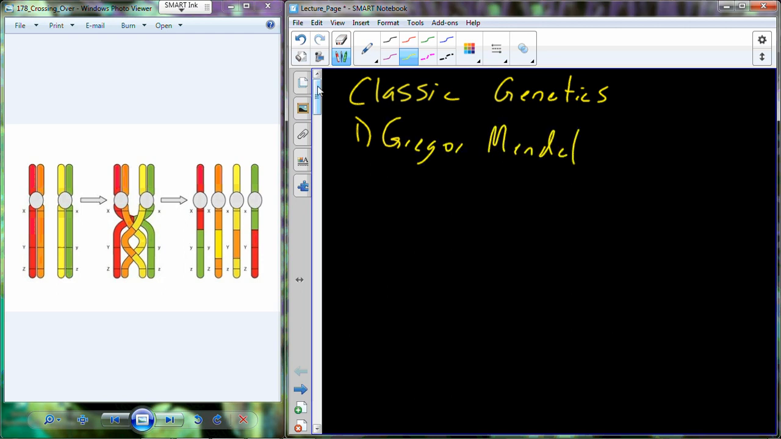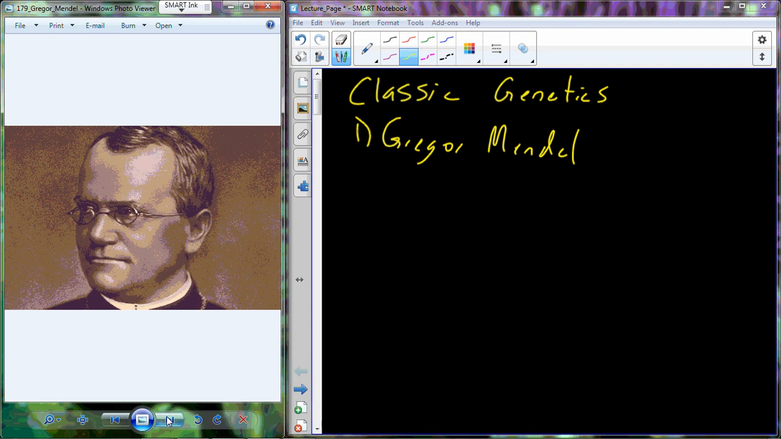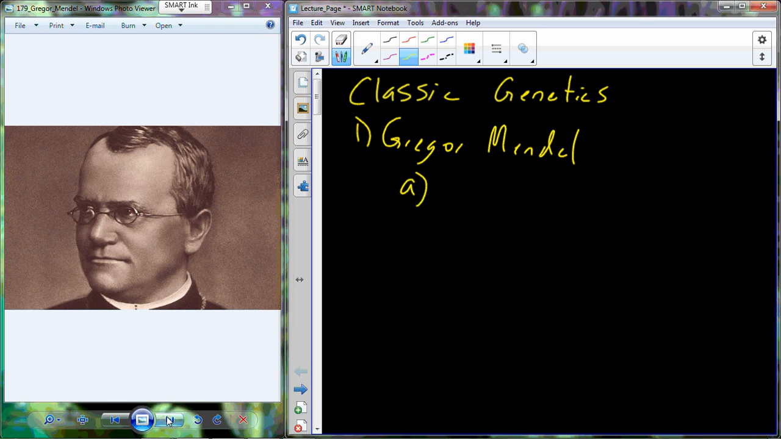So Gregor Mendel is the father of classic genetics. There's a picture of Gregor Mendel. Why is that funny? One of the smartest people that ever lived. You're going to make fun of him?